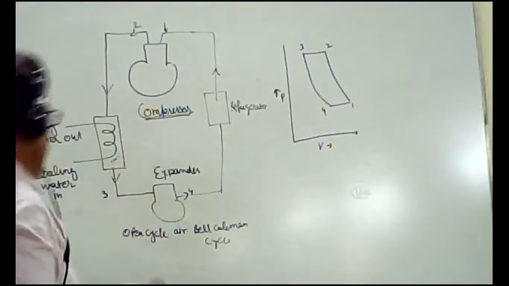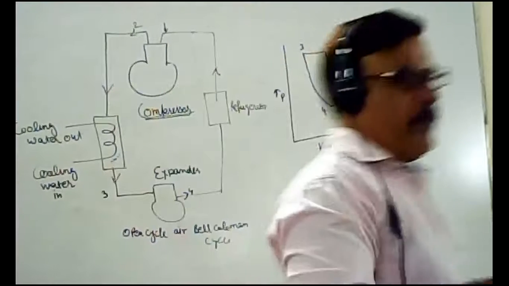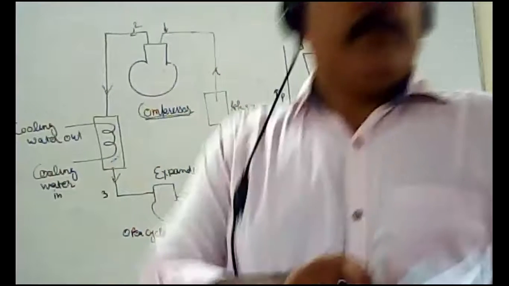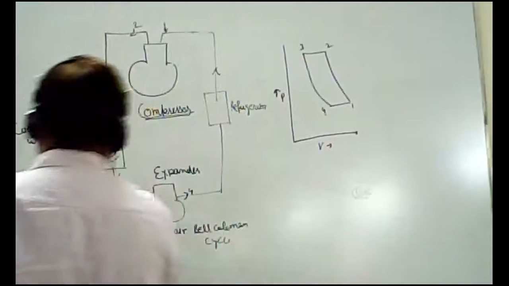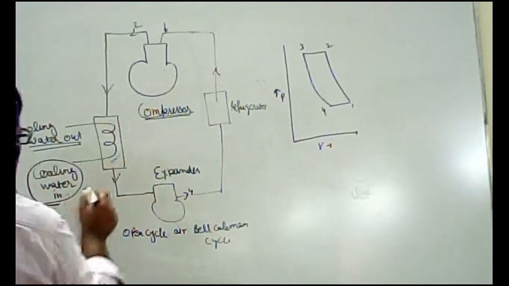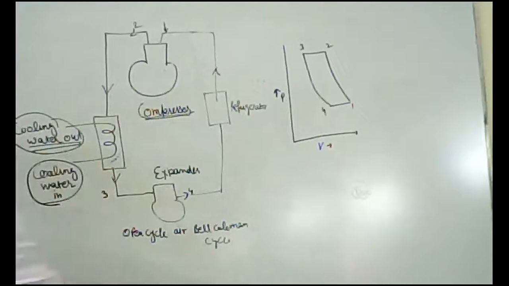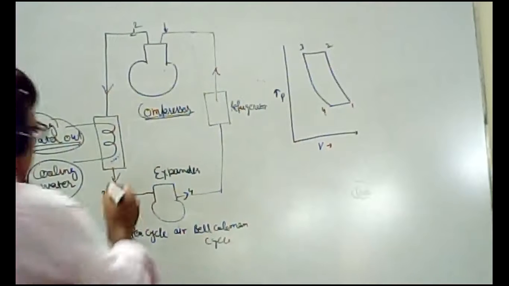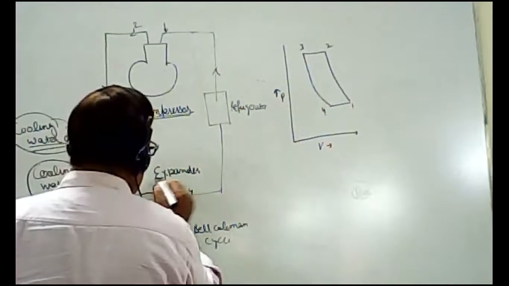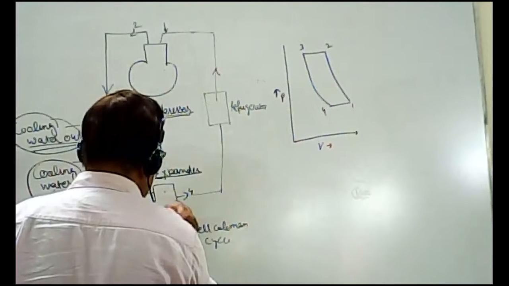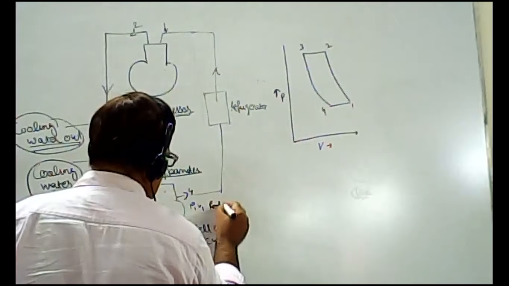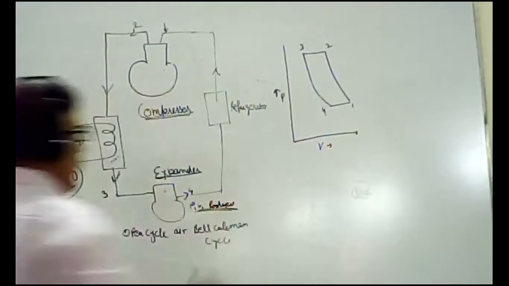cooling space. When it passes through the cooling space, it is cooled with the help of cooling water. After this, it passes through the expander, where the gas expands and its pressure and temperature are reduced again.